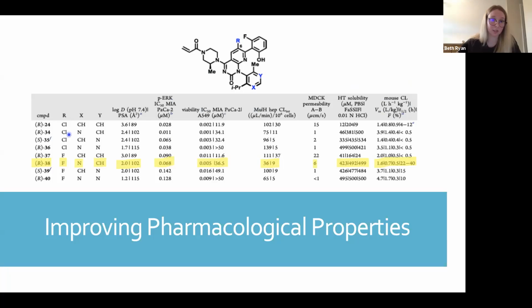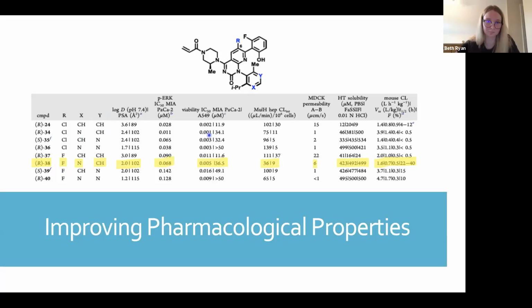So they kept R as a chlorine for the majority and then switched it halfway through to fluorines, which actually proved to be very helpful. They kept X as either just a regular carbon-hydrogen bond, usually in a benzene, or they switched it to nitrogen, and they actually did that off and on, off and on, off and on. And then the Y group did the same thing, keeping it either as regular CH or switching it to a nitrogen. So R38 is what they went with, which is why it's highlighted, where R is now fluorine up at the top, and X is a nitrogen, so this bottom part right here. They left Y alone as a regular carbon on the benzene.